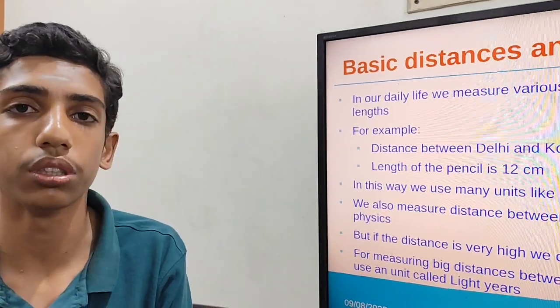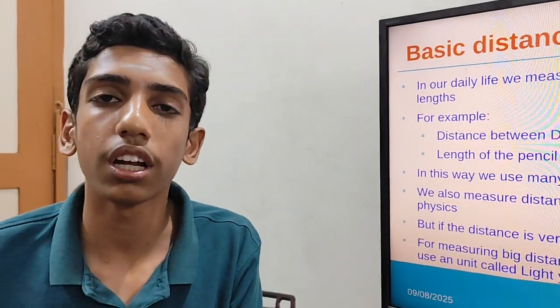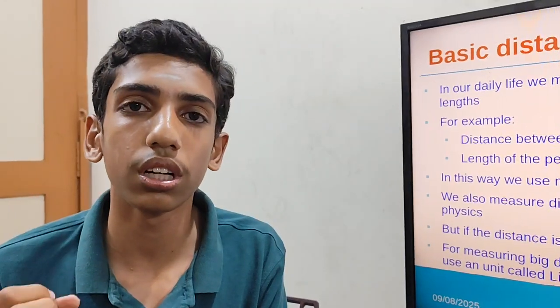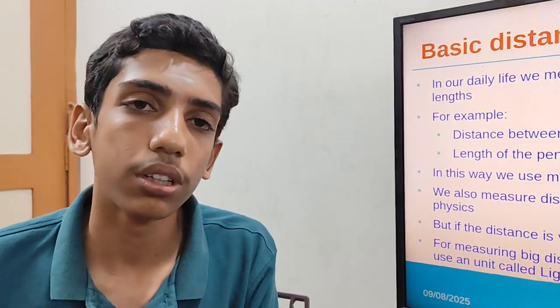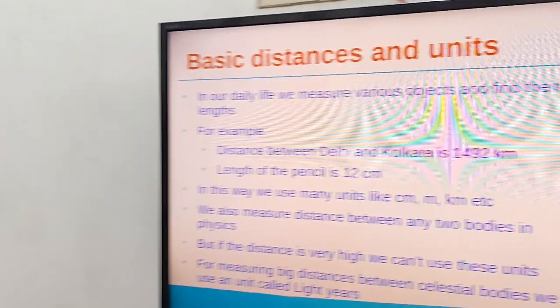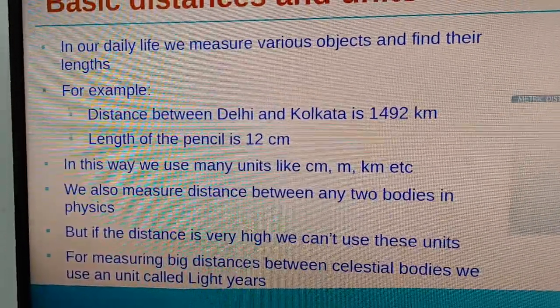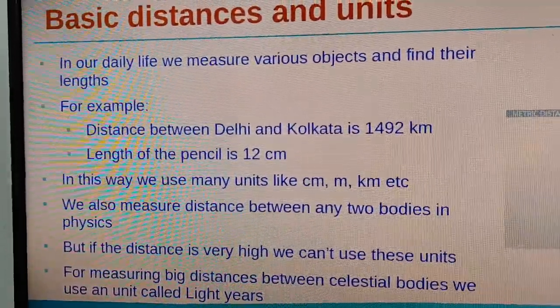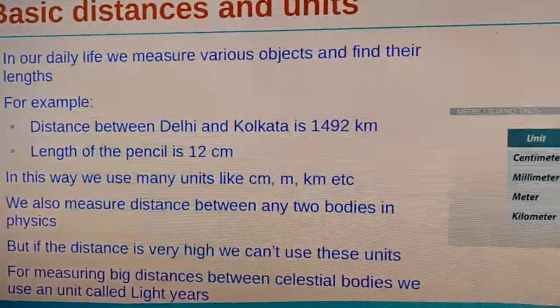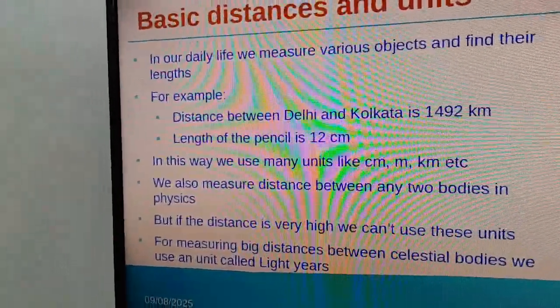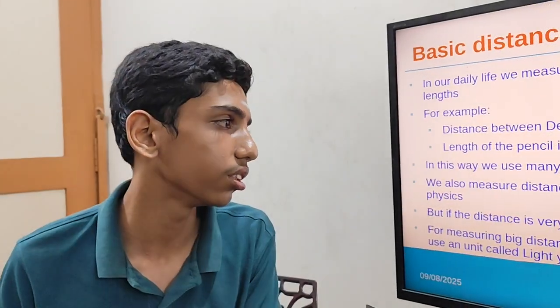Basic distances and units. Now, telescope is a concept of physics, so we need to know about distance, time and speed. Distance. In our real life examples, for the distance between two places we use kilometers, and for the length of a scale or pencil we use centimeters. And if you're running a marathon or running race, we use meters.